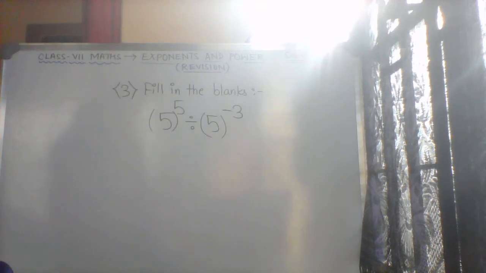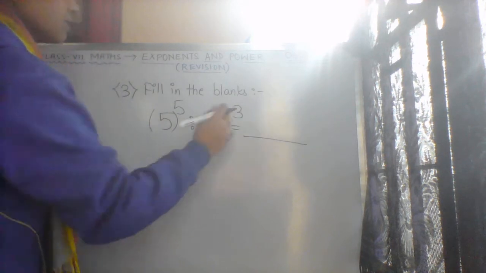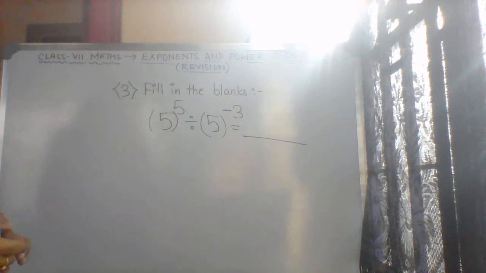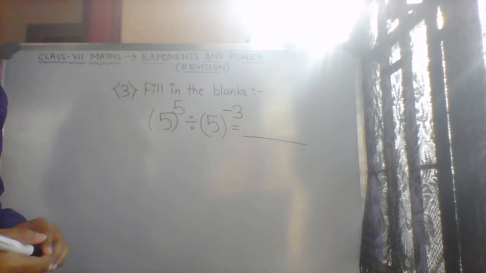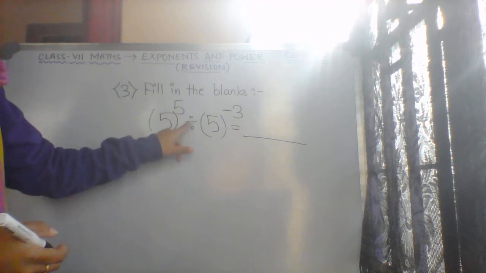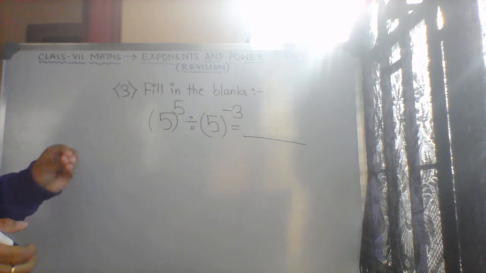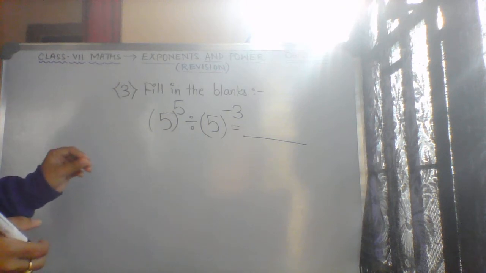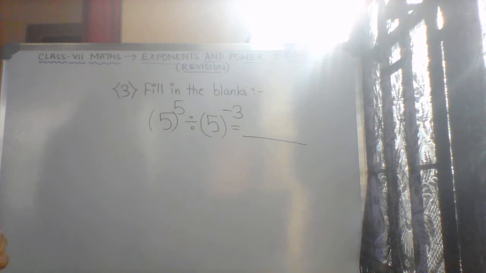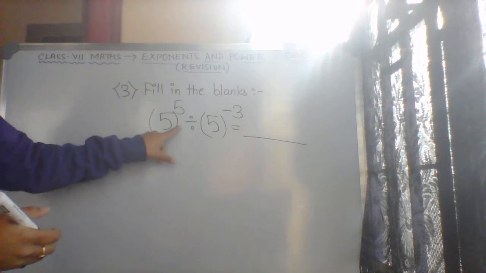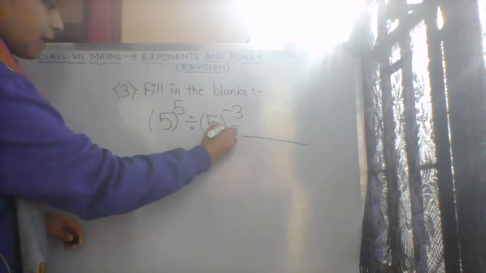Okay. In the third question, same thing. You have to fill this blank. Now it is given 5 to the power 5 divided by 5 to the power minus 3. So here you just identify which law of exponent looks similar to this. You see base 5 here, here also base 5. Okay, so base same.